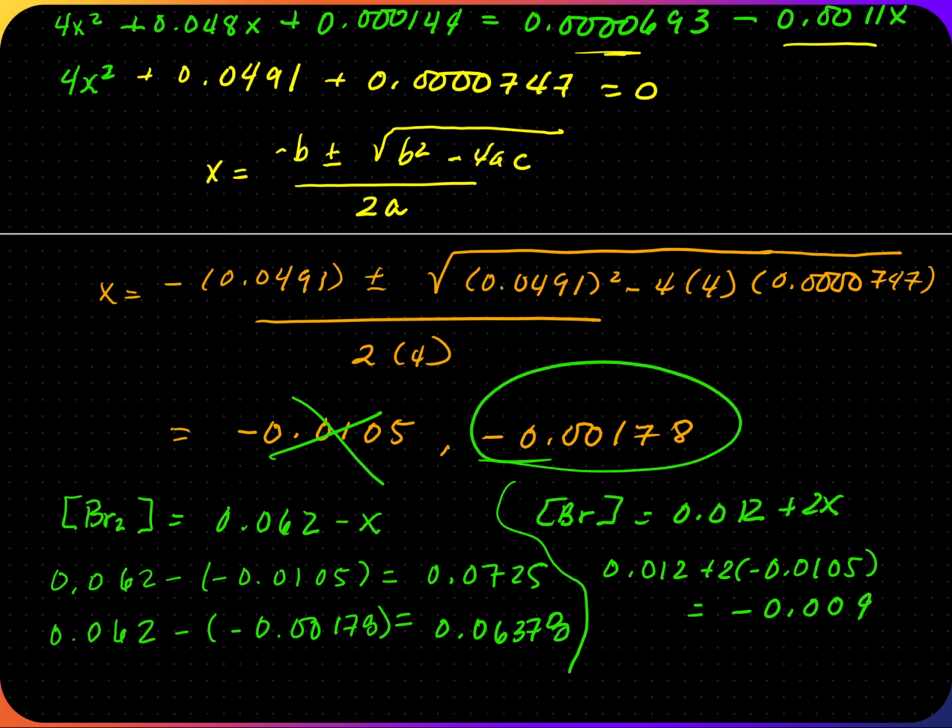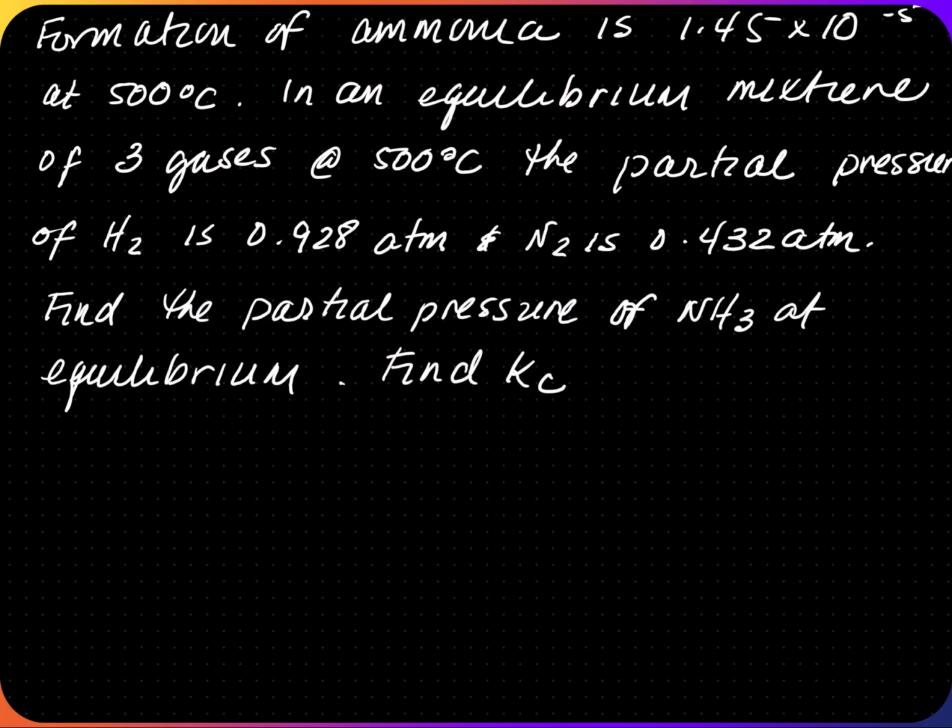So at equilibrium, the answer for Br2 is going to be 0.06378 molar, and then I need to calculate the other answer, which is 0.012 plus 2 times negative 0.00178. This will equal a positive 0.00844 molar. So you usually don't get two negatives, but if you get two negatives as an answer, plug it in. If the values come out negative, you know the answer is incorrect, and you can eliminate that choice. Pause the video, try this problem on your own, and then check your answer.